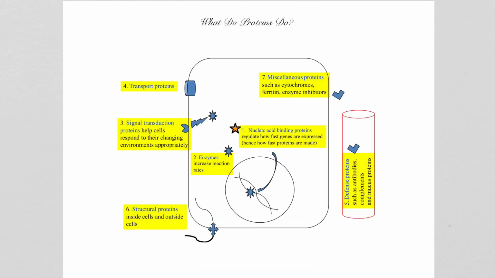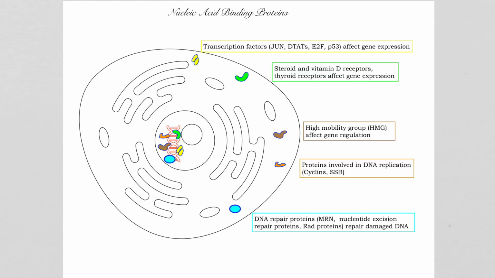So what do proteins do? Well, first of all, I think it would be very appropriate if we classified proteins into different categories. So in this video, we are going to classify proteins into 7 categories. So there are 7 types of proteins that we'll talk about. So let's start with the first type, and that is nucleic acid binding proteins. As the name suggests, these proteins bind nucleic acids. They bind DNA and or RNA.